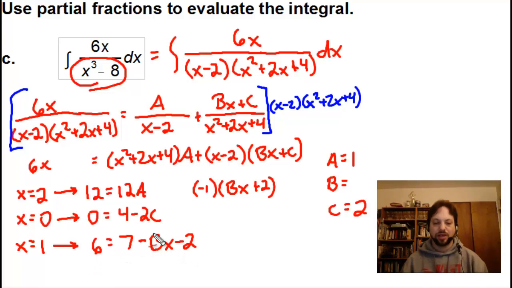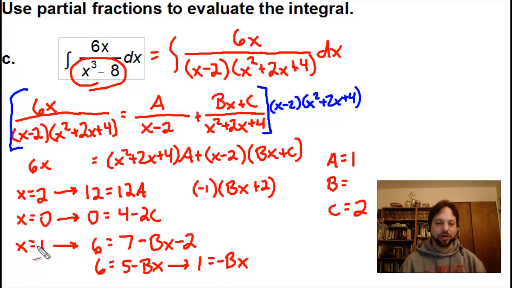And if we do a little bit of work here, we get that 6 is going to be 5 minus bx. Do a little bit more work. We're on our way. Subtract the 5. We have 1 equals negative bx. Actually, x is 1, so this doesn't need to be here. And we get that b is, in fact, negative 1.